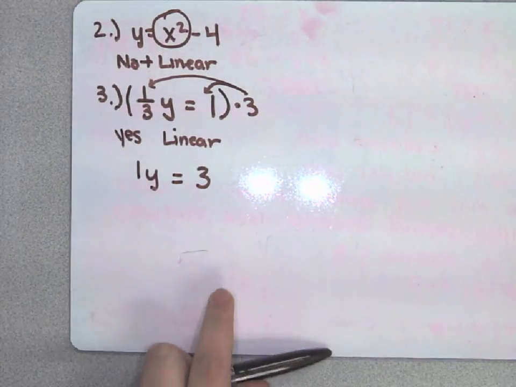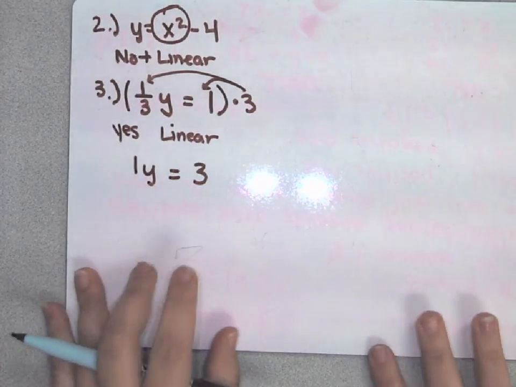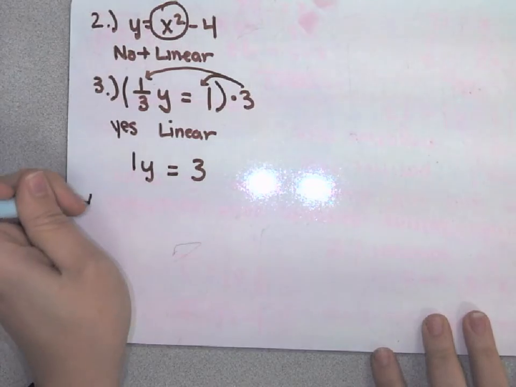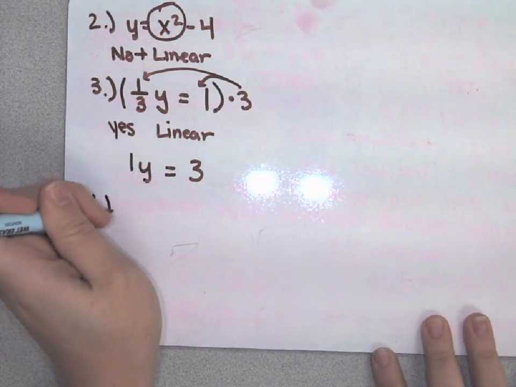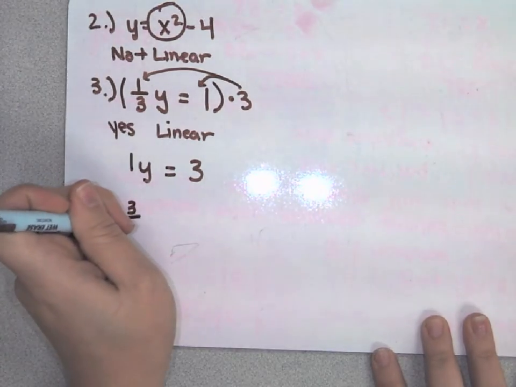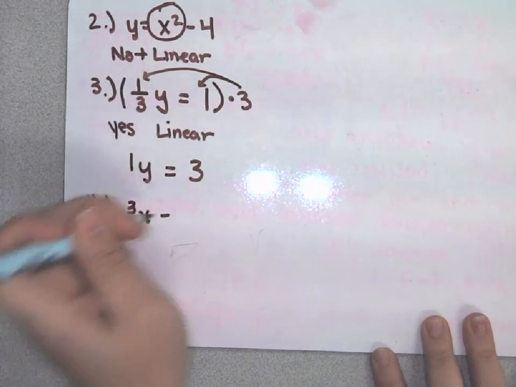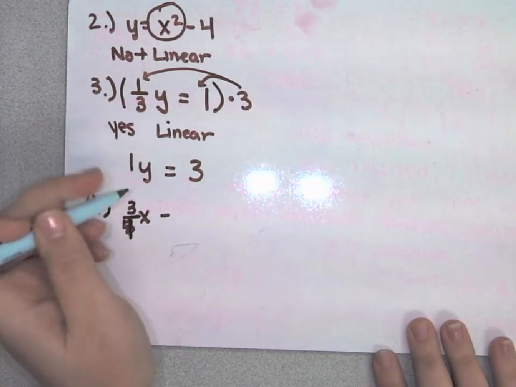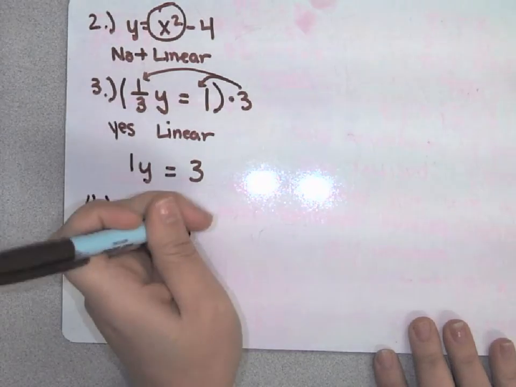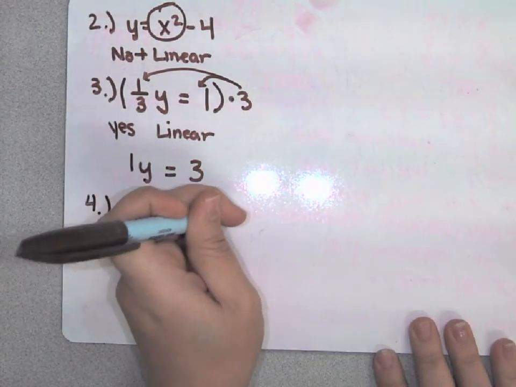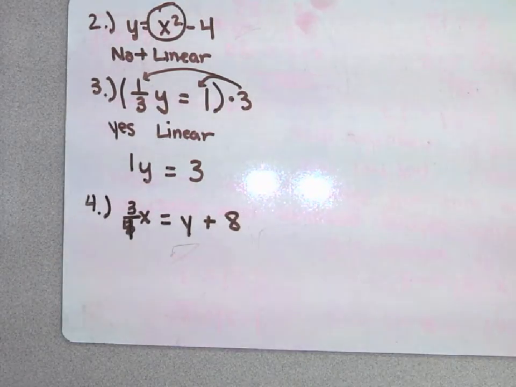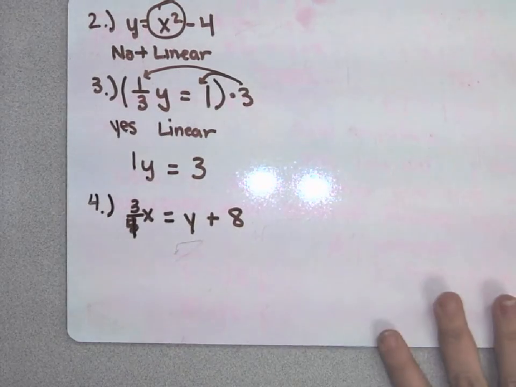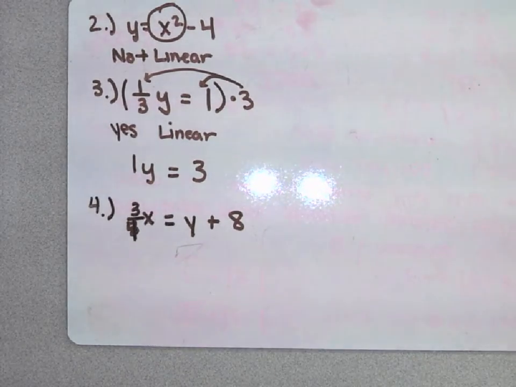Okay, let's do one more of these. Number 4. How about 3/4 x? Oh, I put 3/3 on my paper. Okay, 3/4 x equals y plus 8. I hope that you know that's a 4 because I said it even though you can't read it.